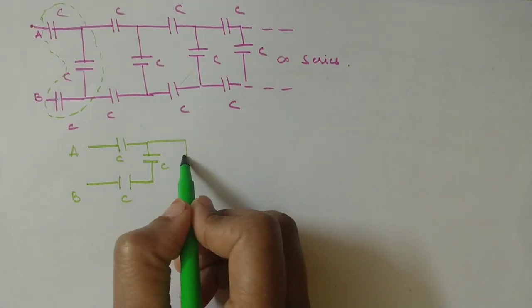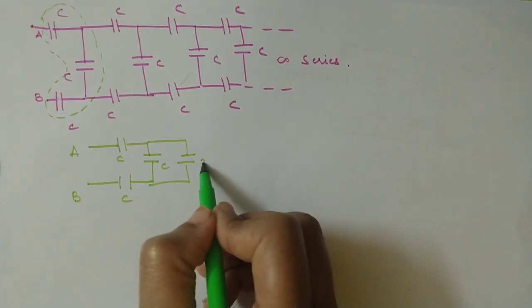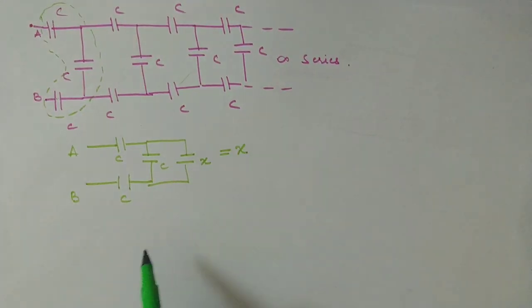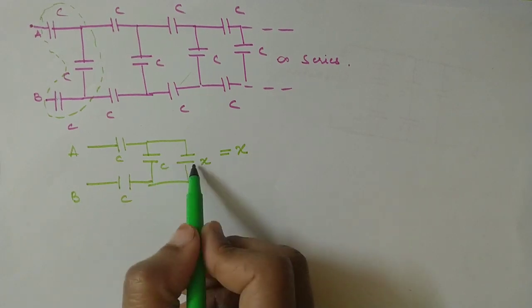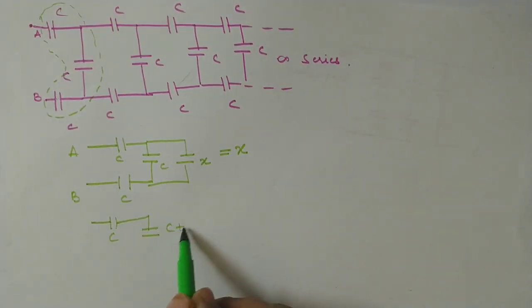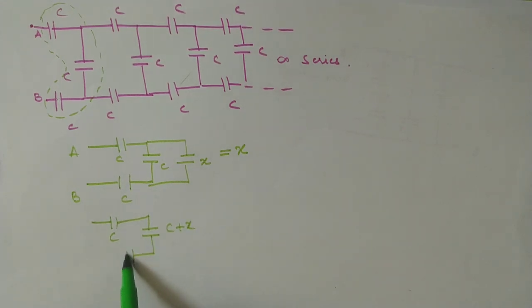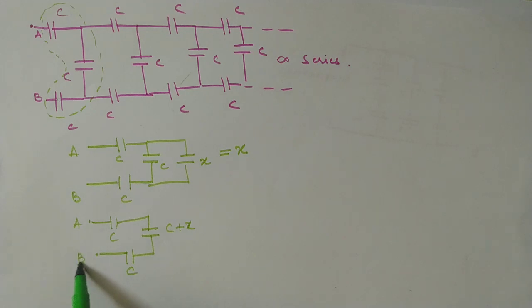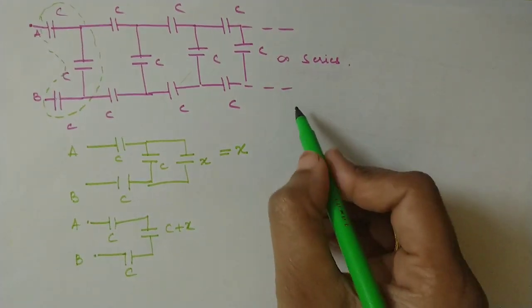Assume the capacitance to be equal to X till here. Even if you add, the answer should remain as X. Now let us simplify. C and X are in parallel combination, so we get C plus X, and this is C. I'll call this A and B. Now all these three are in series combination. Now write the equation.